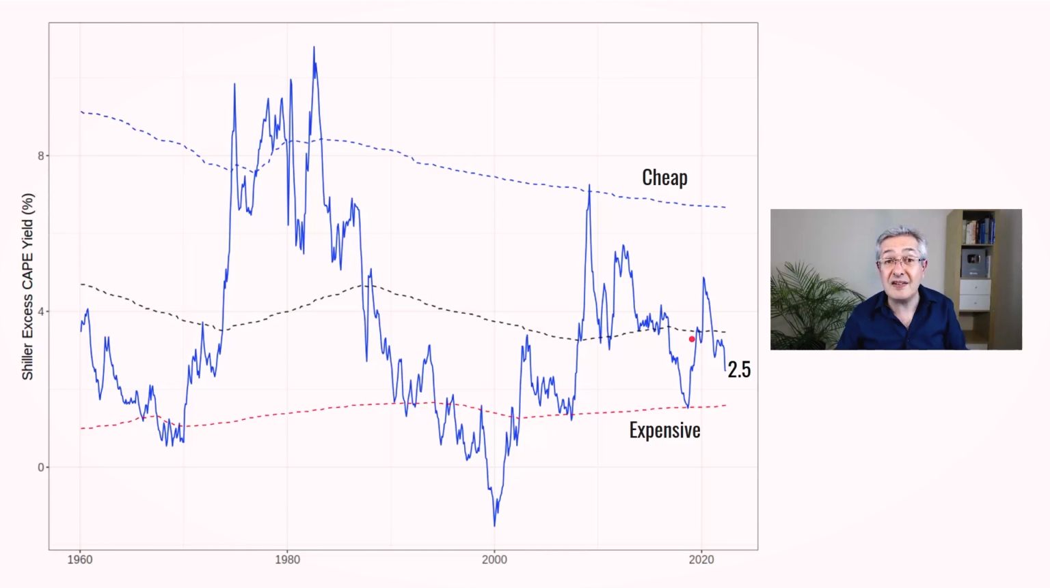So here's the excess CAPE yield history going back to 1960, where cheap is at the top of the graph and expensive is at the bottom, and the current value is 2.5. Now that's below the median, so that shows that markets are a little bit expensive. Not hugely, but just a little bit. And that's why this measure isn't as helpful at the moment. It's most informative when we're at the extremes of the excess CAPE yield distribution.